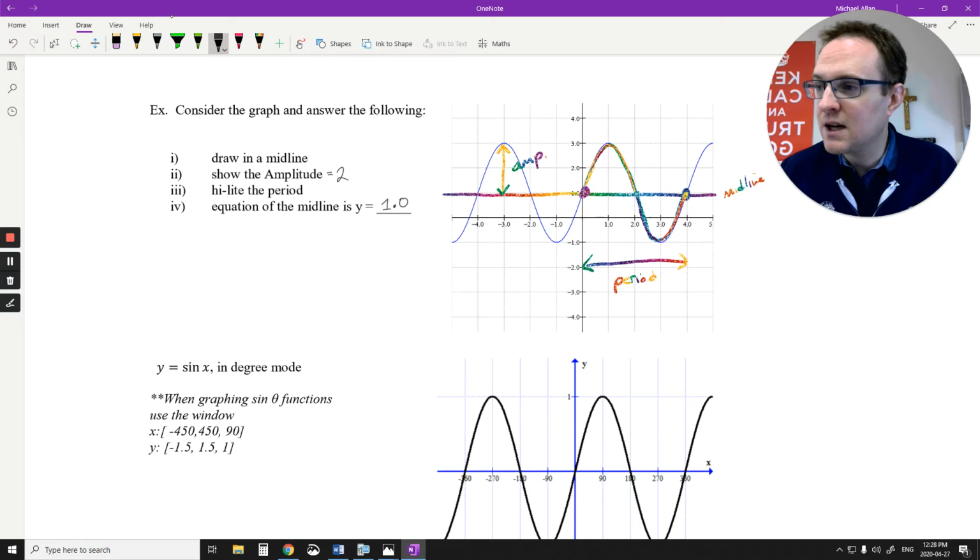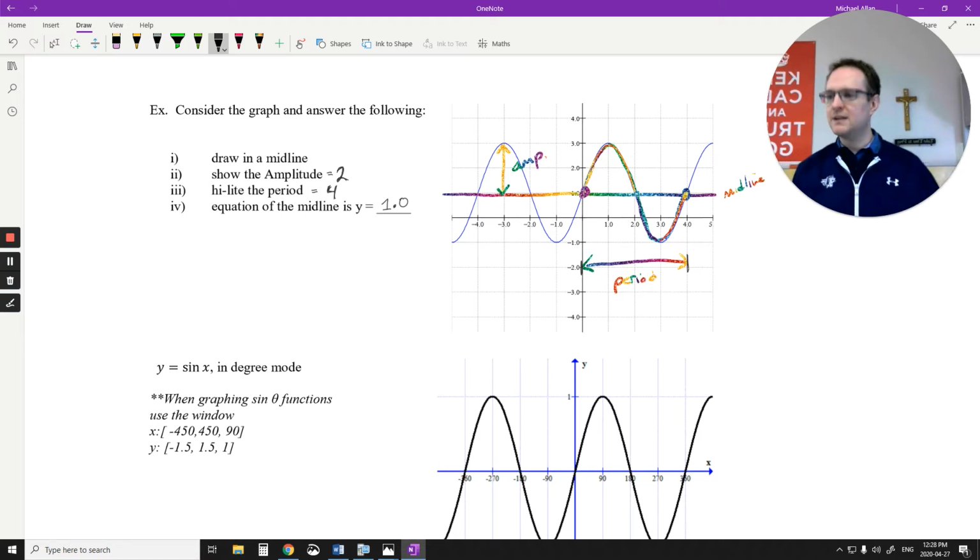Okay. We drew the midline. And the period is from 0 over to 4. So the period is 4. Now, there's no units on the axis here, so I'm just going to say 4, unitless. And my amplitude is just 2 as well. There you go.